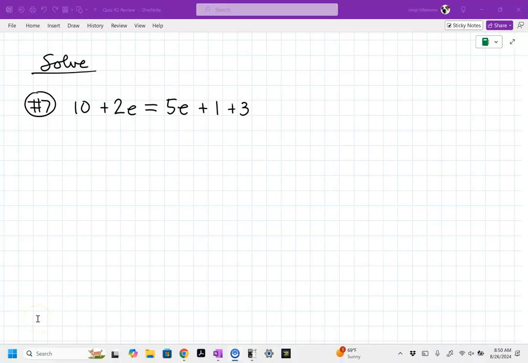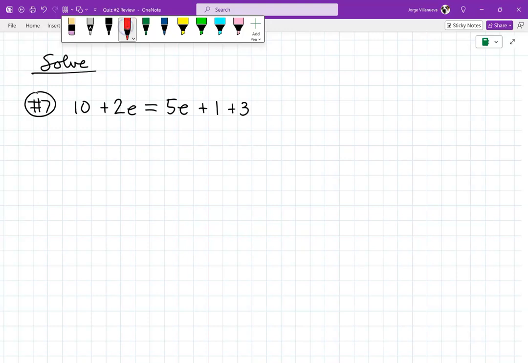All right, so for number 7, we are solving. Okay, now notice we do have variables on both sides of the equation, which means you want to combine them. I always try to move the variables first, and I always move the smaller of the two. So I have a 2e, and I have a 5e. So what I'm going to do is I'm going to move the 2e over.